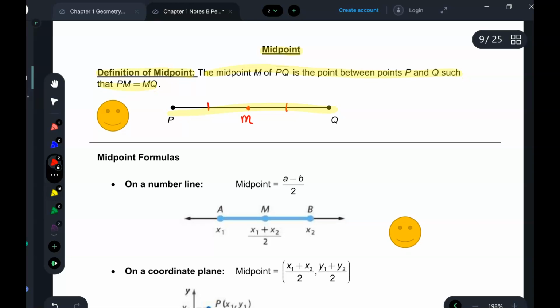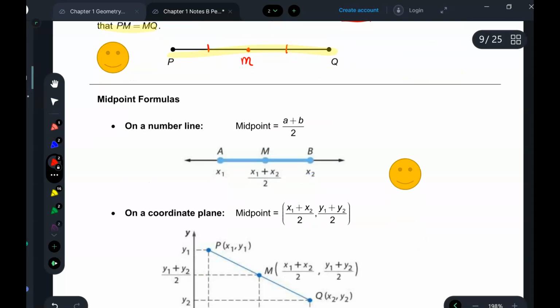Notice it uses the word between, meaning it has to be collinear. Remember between? Betweenness? It doesn't matter where in the middle it is. In this case, it has to be between, and we need to make sure that those two parts are equal. Got it. So midpoint, right between this, doesn't matter exactly.